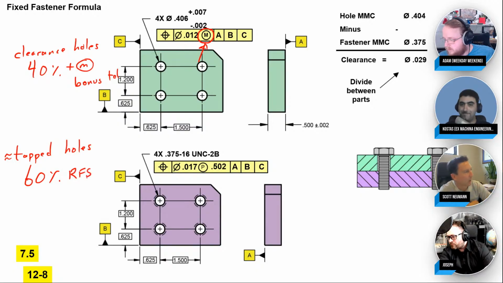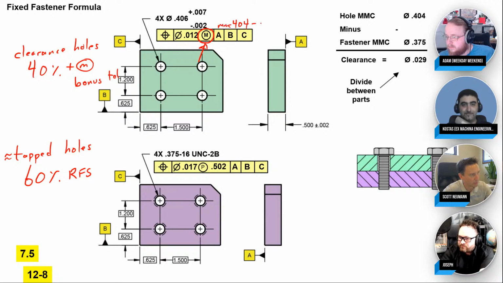So that's the reason why. It's hard to come up with that because we didn't really go over the MMC modifier very much, but basically what it says is at a 404 size, that's your MMC size, you get your position tolerance of 12 thou. Now, if the hole gets bigger, it goes up to like 406, 407, 408. So let's say it goes up to 409 size, you get this bonus tolerance up to 17. And if it goes all the way up to LMC, as much as 413, you would have as much as 21. So you get this additional position tolerance.